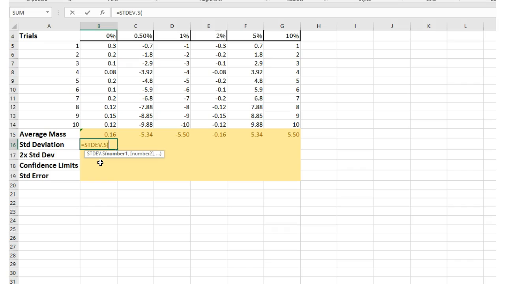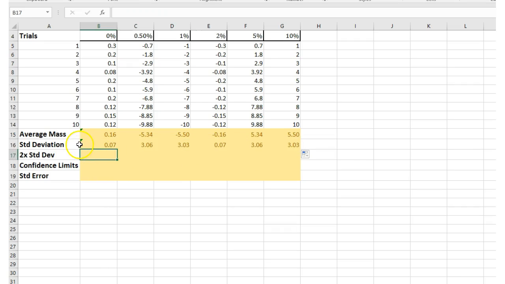Double click on that. Again, you need to tell it what numbers to go and find. Now don't touch your average. It's going to calculate your average when it's working this out. You simply have to highlight that column again, close your brackets and go equals, and it will work out your standard deviation. Again, copy it across.